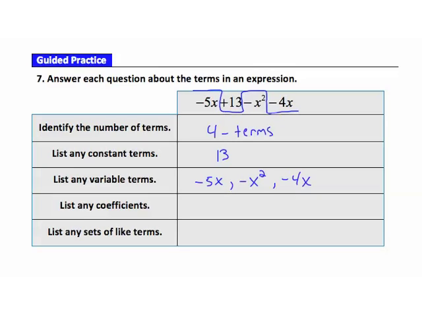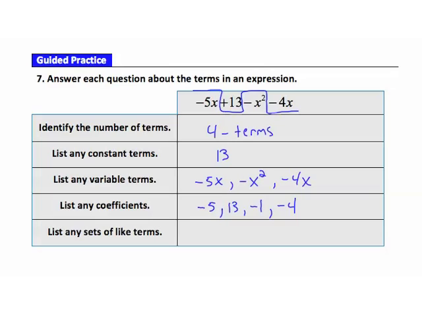Now we want to list any coefficients. Now every term has a coefficient. So since we had 4 terms, we should have 4 coefficients here. So in the first term, negative 5x, the coefficient was just negative 5. The second term was 13, so the coefficient is 13. The next term is a little tricky, but remember when there's no number in front of a term, it's understood there's a 1 there. So that coefficient is negative 1. And the last term, the coefficient is negative 4.